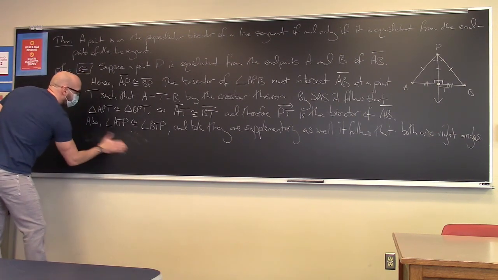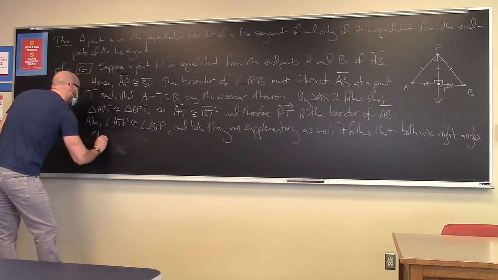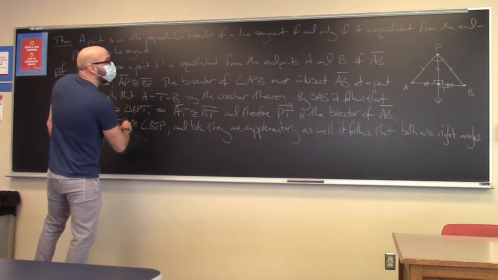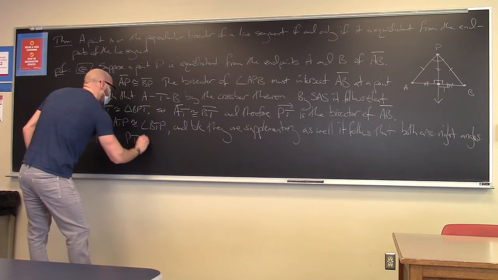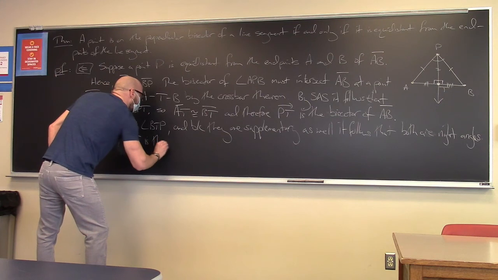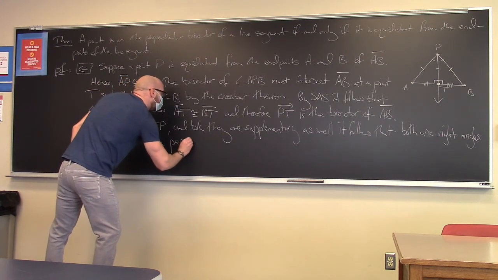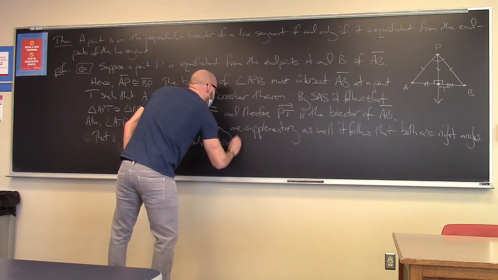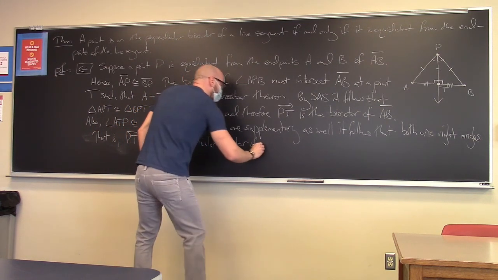I don't like anything like this. So that is PT perpendicular bisector of AB.